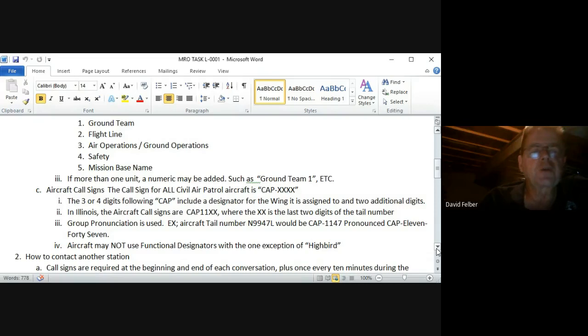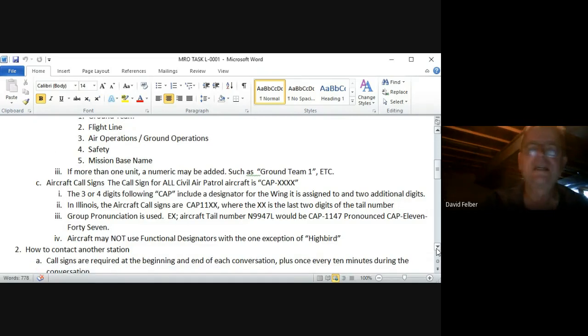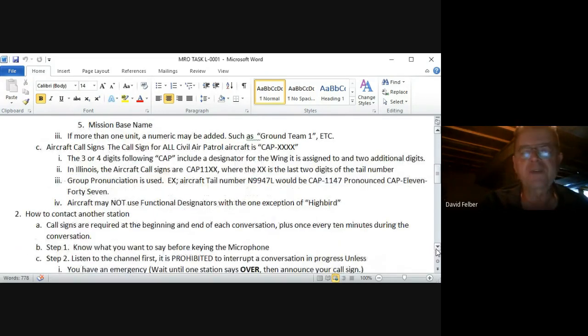And the only functional designator an aircraft may use is the term hybrid. That would be for an aircraft that is either carrying an airborne repeater or a radio operator on board to provide a relay function. We talked about that a little bit last week, launching a plane up about 5,000 feet to give us about an 80 or 90 mile range. Any questions on call signs?